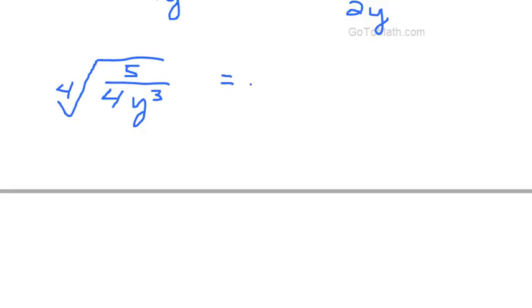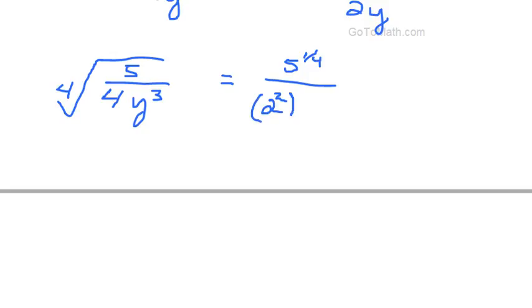Alright, let's take a look at another one here. Let's say we've got the 4th root of 5 over 4y cubed. Alright, so we're going to break this up into 5 to the 4th over 4 to the 4th, but you know what? I just saw something. Instead of writing 4, let's write 2 squared.